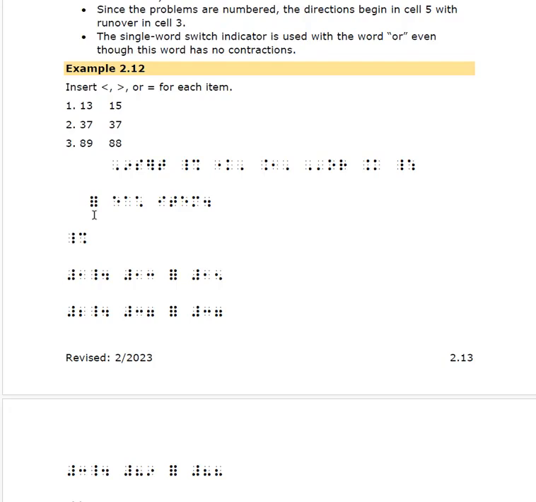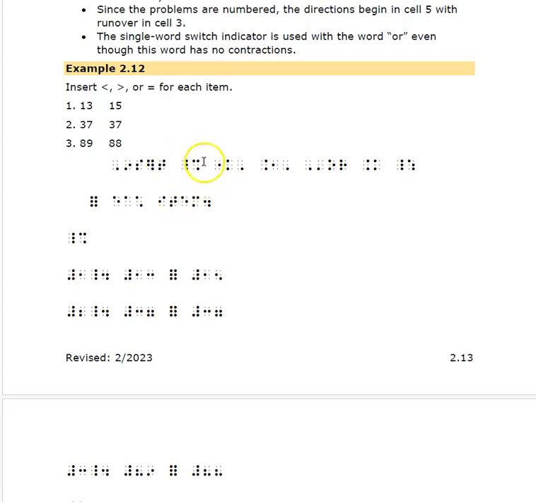It says, for example, 2.12, insert less than, greater than, or equal for each item. So it says 13 and 15, number 2 is 37 and 37, number 3 is 89 and 88. When we are transcribing the words, we just start, insert. Now we need to use the less than, greater than, equal sign.